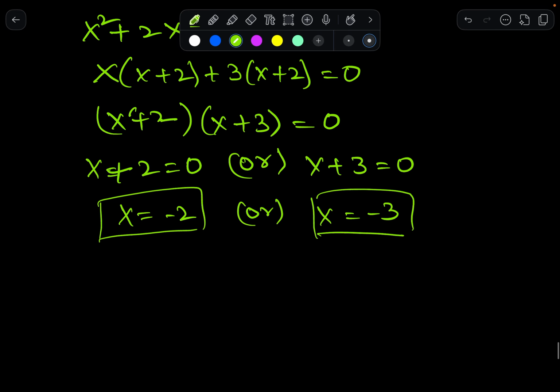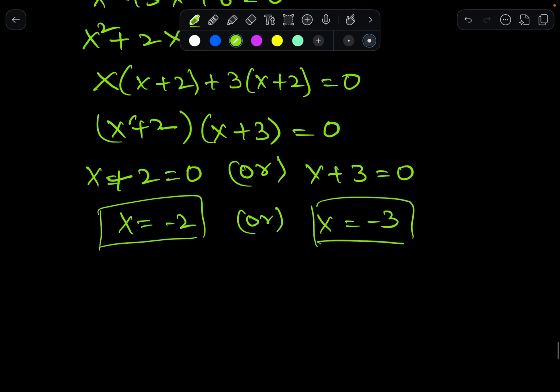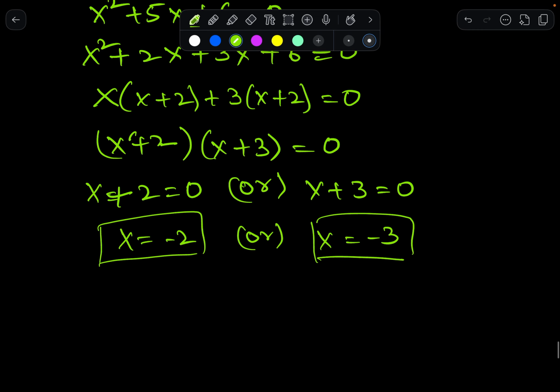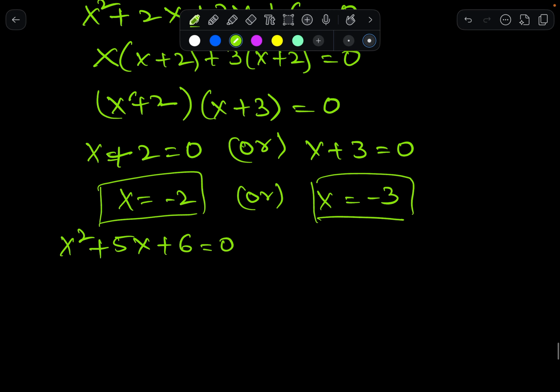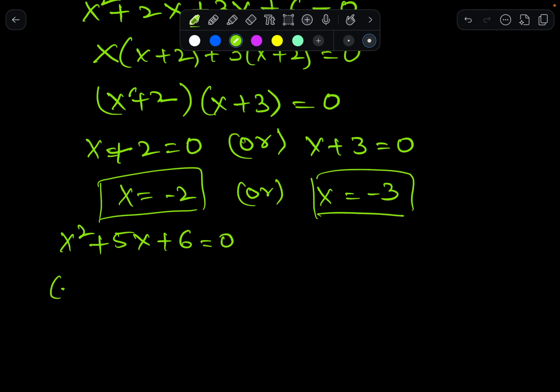And if you ever get a doubt of whether your answer is correct or wrong, or if you want to verify the values of x one more time, you can try substituting them into the above equation, x square plus 5x plus 6 equal to 0. Let's try to substitute the value of x here. Minus 2 whole square plus 5 into minus 2 plus 6 equal to 0.